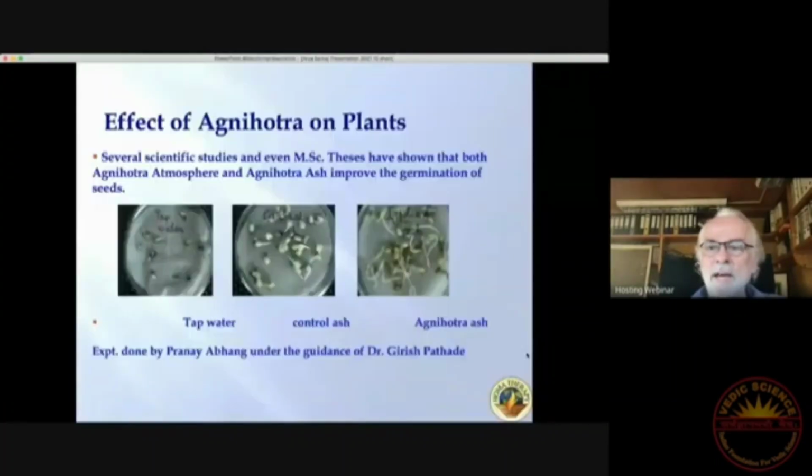So that was effects on environment. Now let's look at effects on plants itself, and then in agriculture in general. You know, that is a simple experiment.